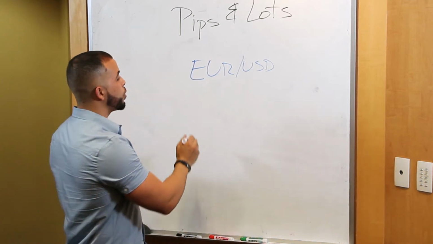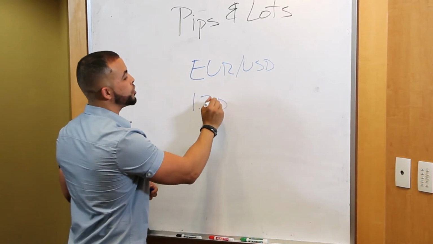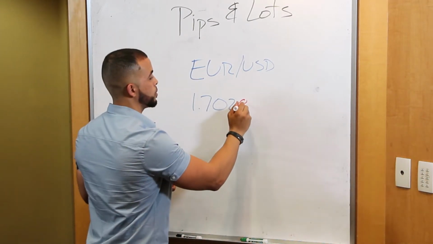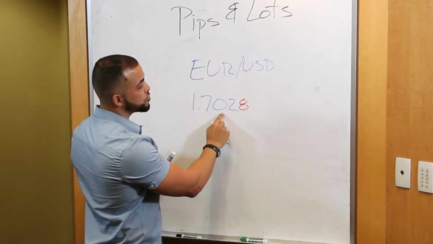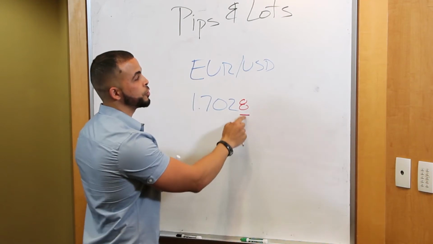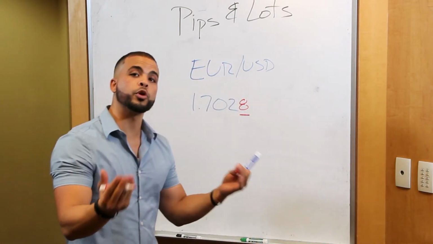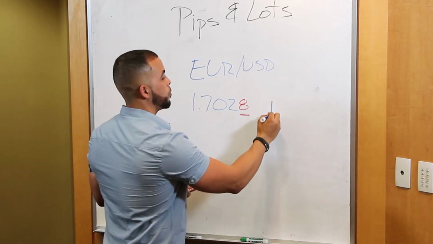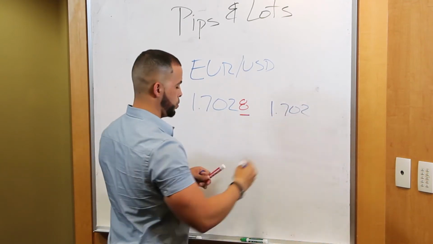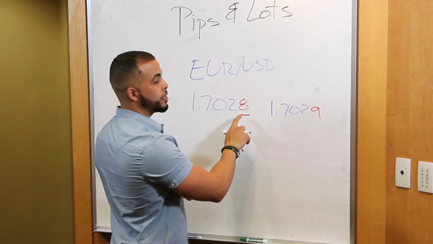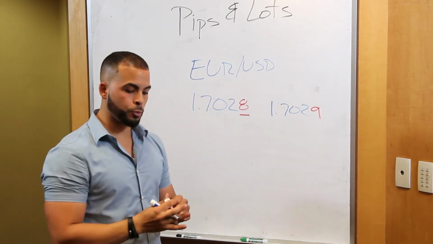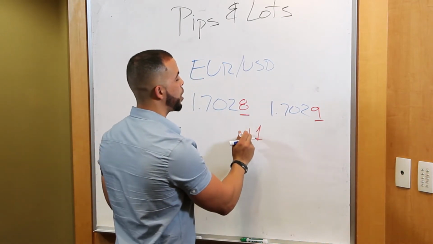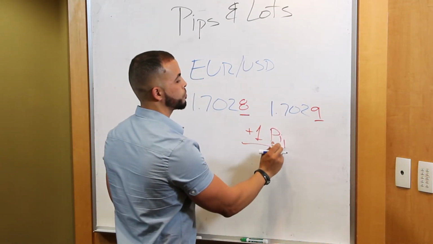Now, let's say the euro is quoted at 1.7028. The 4th decimal place is considered a pip, or is considered where you read the pip. Now, if the euro goes to the price of 1.7029, that increase on the 4th decimal number symbolizes the increase of 1 positive pip.